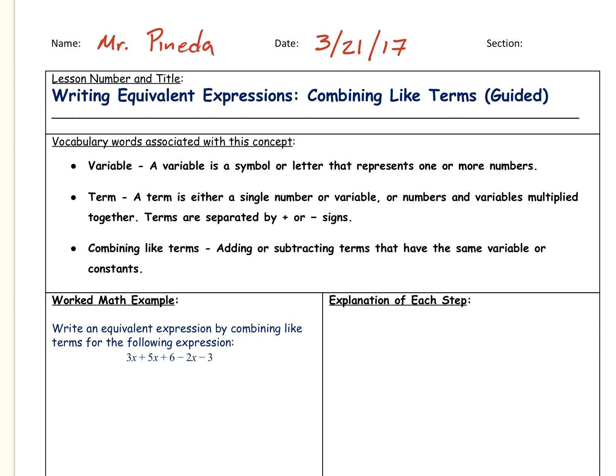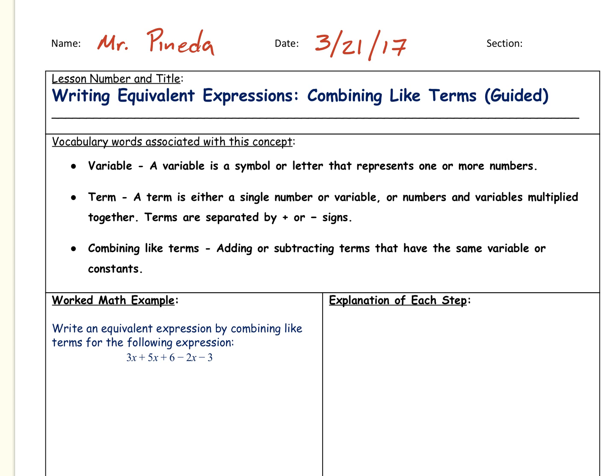A variable is a symbol or a letter that represents one or more numbers. A term is either a single number or a variable, or a number and variables multiplied together. Terms are separated by plus or minus signs. And lastly, combining like terms means adding or subtracting terms that have the same variable, or that don't have a variable at all, which makes them constants.